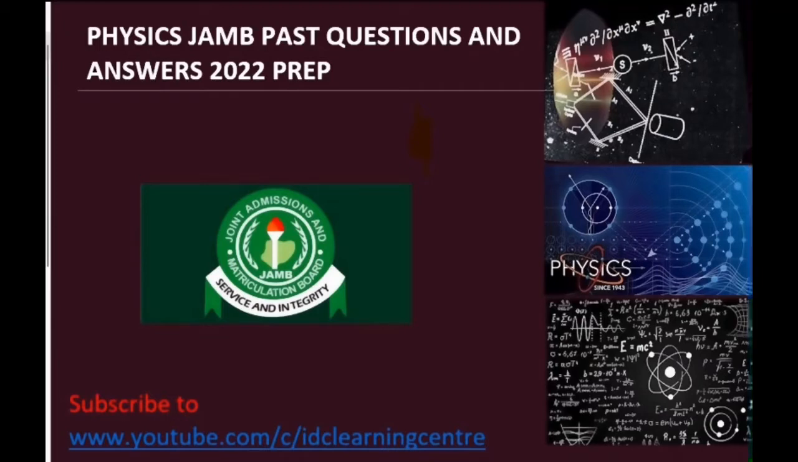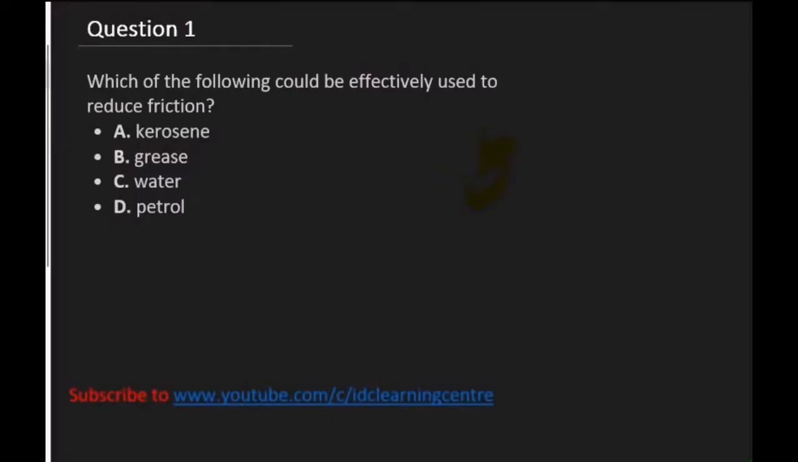For this video, we'll be looking at physics Jamb past questions and answers that will help you prepare for Jamb 2022. Let's look at the first question here. Which of the following could be effectively used to reduce friction? Is it A, kerosene, B, grease, C, water, or D, petrol? The right answer is B, which is grease.